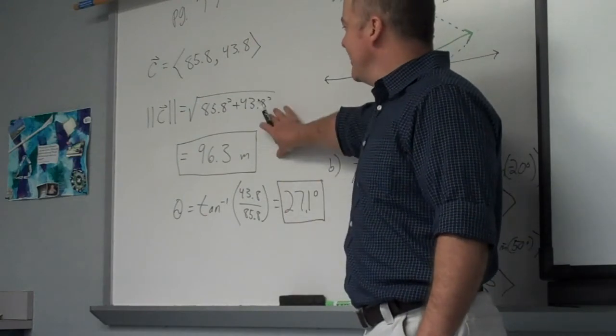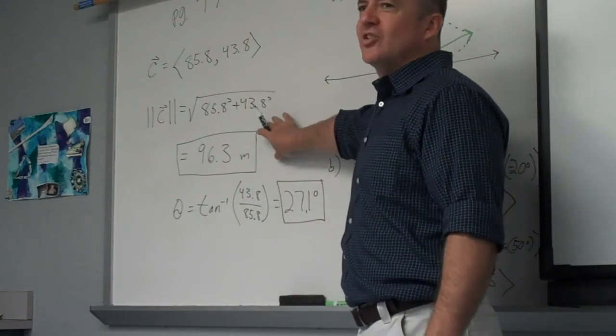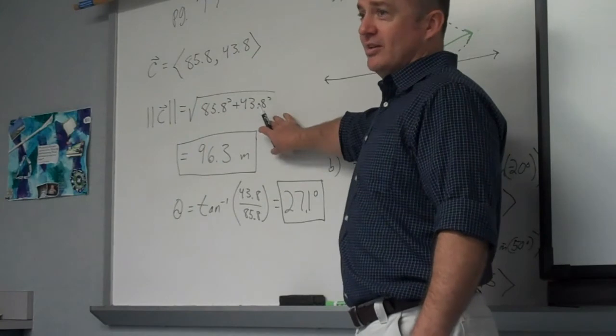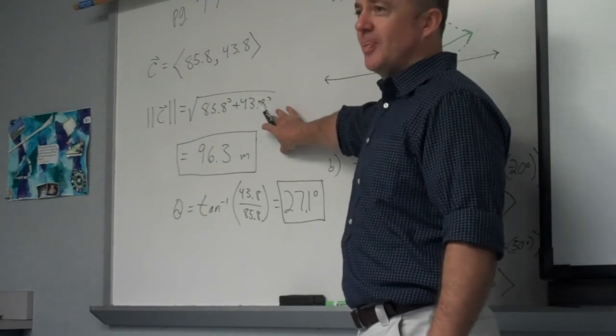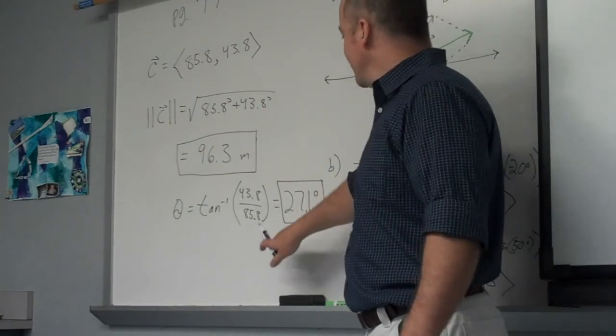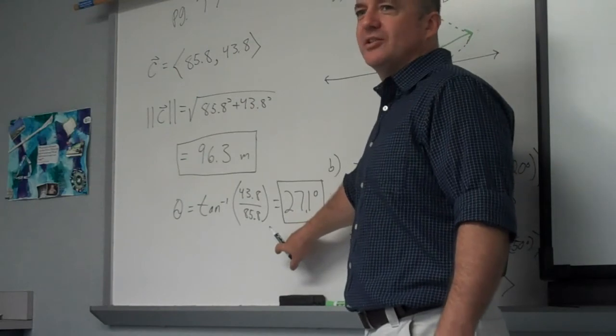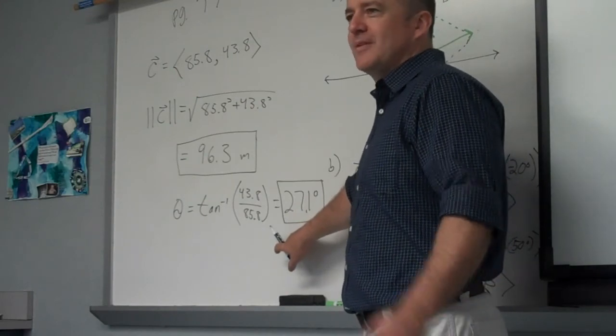If I'd gotten an answer of 10 million here, should I have worried that my math was off? No, not at all. If I'd gotten an answer of 217 degrees, should I have worried that my math was off? Maybe a little.